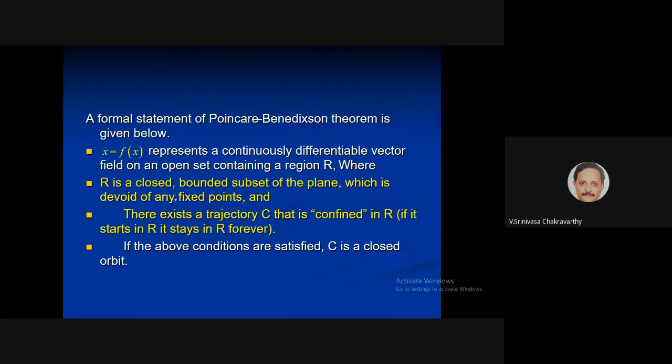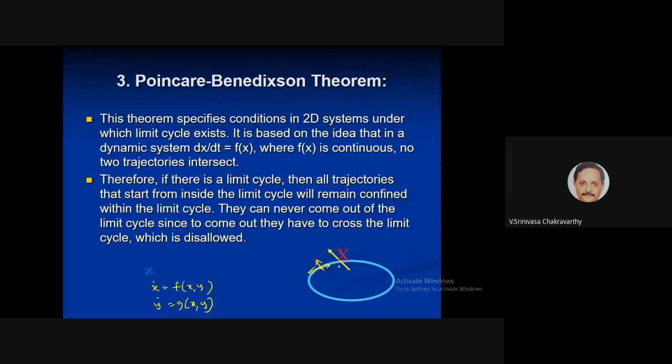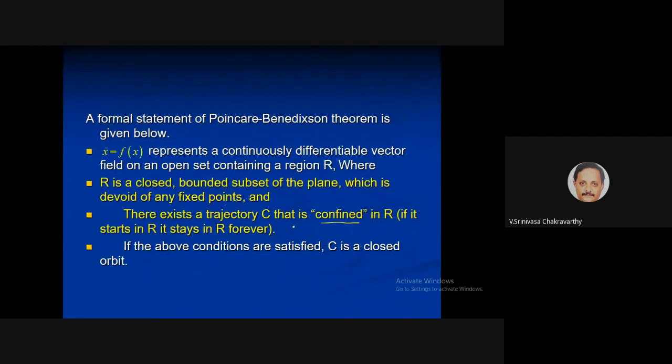If that is the case, then imagine there exists a region R, which is a closed bounded subset of the plane, which doesn't have any fixed points, and also assume that there exists a trajectory C that is confined in R. What does confined mean? If it starts in R, it stays in R forever. That kind of thing is quite conceivable, because we know that in a limit cycle, once you are inside it, you will never be able to get out of it. So you can think of a trajectory which is confined to that limit cycle.